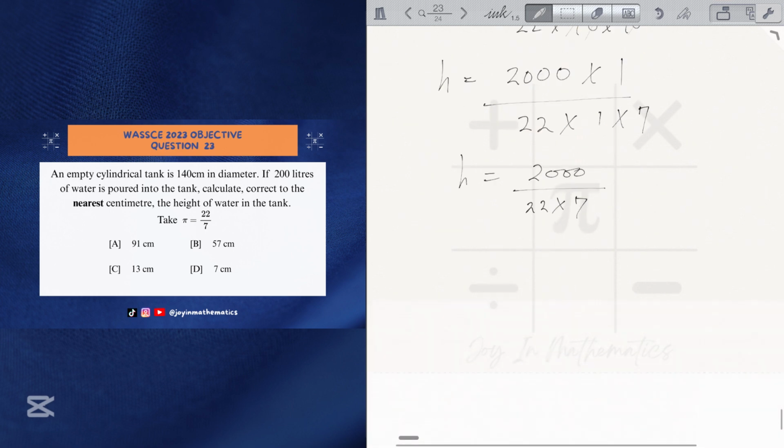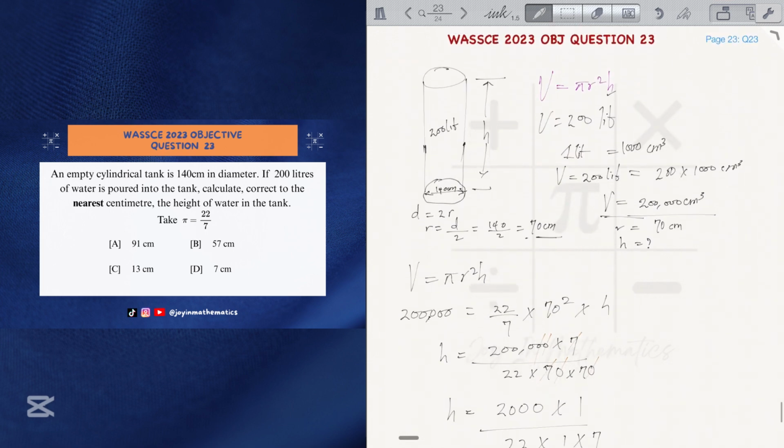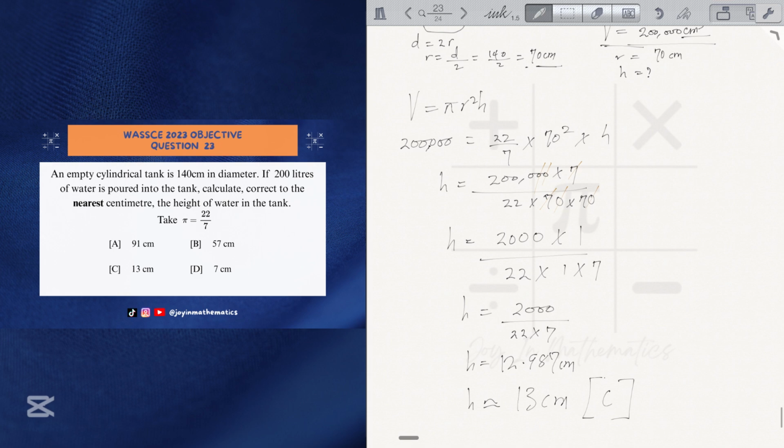So we use our calculator, we will have the value of h to be given as 12.987 centimeters. Now the question says we convert to the nearest centimeters. So converting to the nearest centimeters, we have h to be 13 centimeters, which is option C. So we moved from the formula for the volume, converted the liters to centimeter cube, and then we're able to evaluate the height.